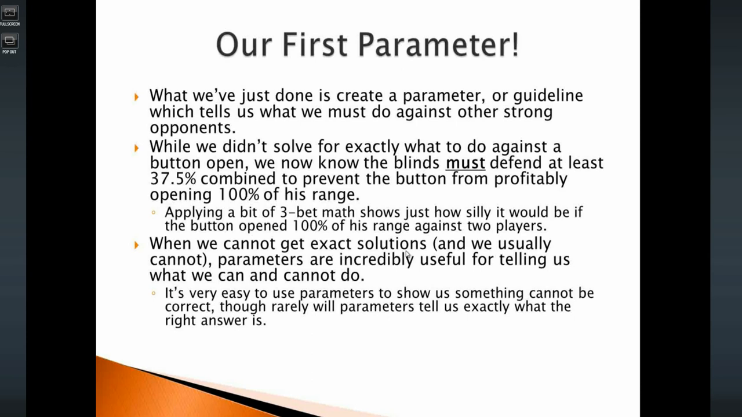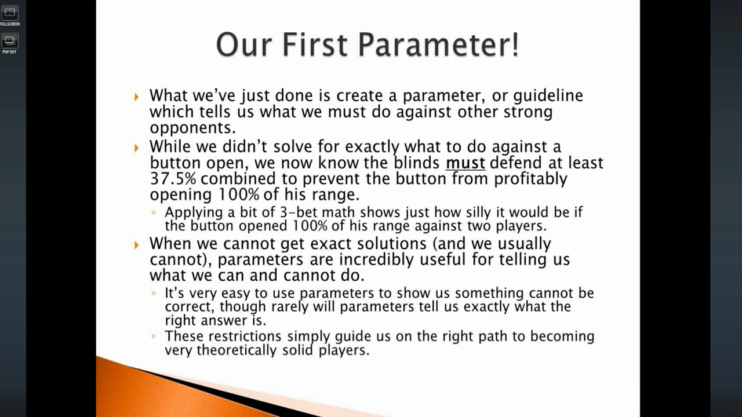It's awesome at telling us when stuff is wrong, and since we keep learning when things are wrong, we can slowly keep improving what we're doing. But it's almost never just going to churn out an exact solution. There are some exceptions to this, but for the most part, we're just going to have to use a bunch of parameters to get a good idea of where the solution is. These restrictions simply guide us on the right path to becoming very theoretically solid players.